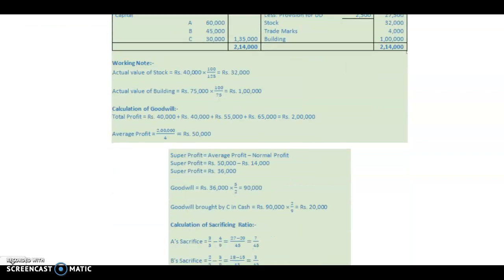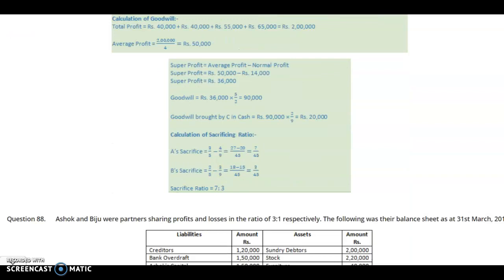Now how this amount of goodwill is found out, please check it here. Very simply, the total profit of the firm is 2 lakh, as given.